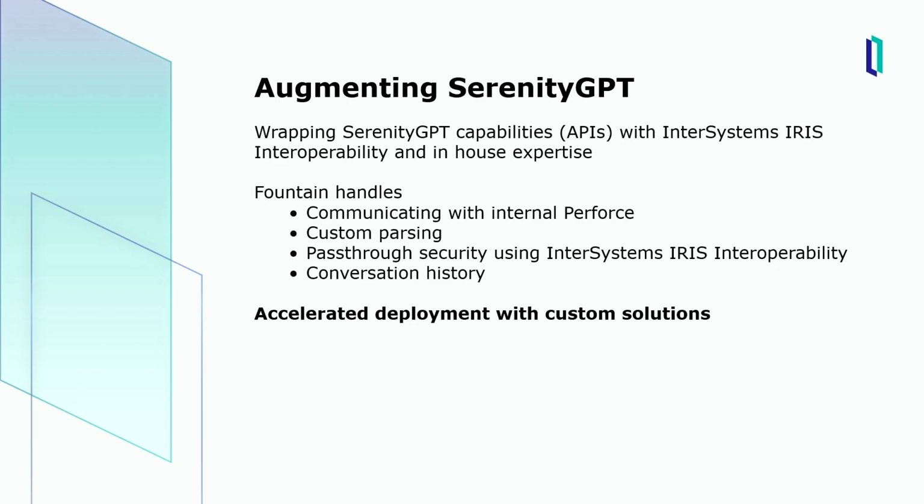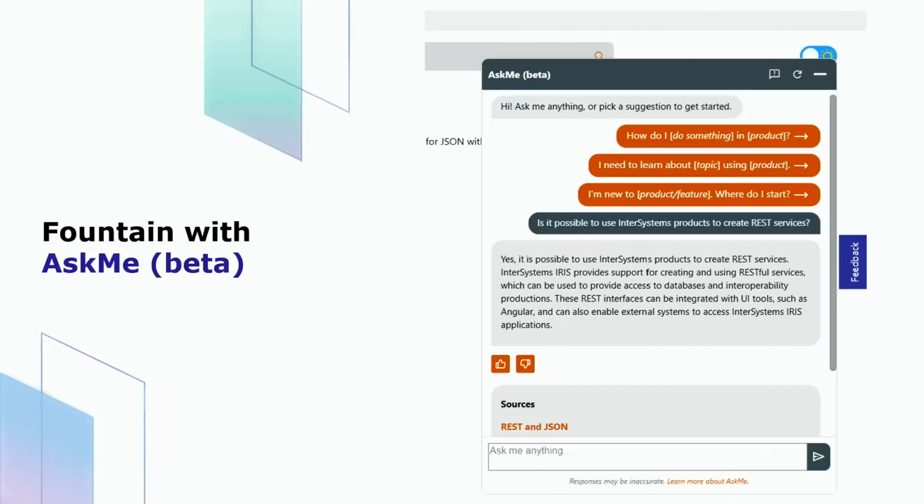What this has given us, as I kind of touched on before, is really accelerated deployment for our custom solutions because we get to rely on Serenity in the process. So I just have two quick examples to show you. The first is Ask Me, which I'm sure many of you have seen outside, and if you haven't, check out our docs website, another plug for Ask Me. This is currently in beta, but once it goes fully to production, we will rely on exactly that diagram I showed you with SerenityGPT powering all of the GPT capabilities on the backside.